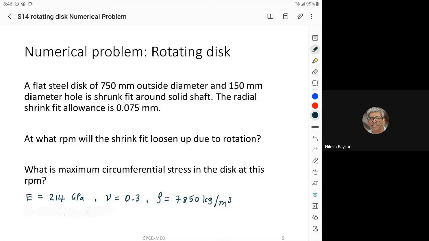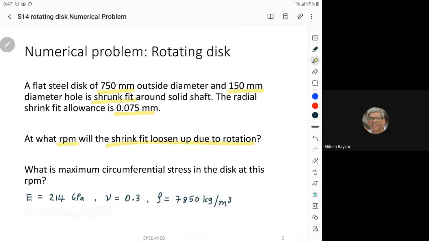In this session, we will solve a numerical problem based on the theory of rotating disk. The problem given here is that we have a disk which is of 750 millimeter outside diameter and 150 millimeter hole, that is the inside diameter, and it is shrunk fit around a solid shaft. And the radial shrink fit allowance is given as 0.075 millimeters. And the question asked is, at what RPM will shrink fit loosen up due to the rotation?